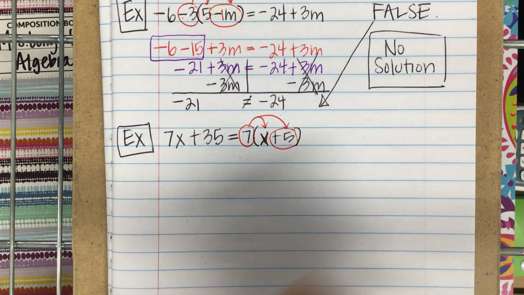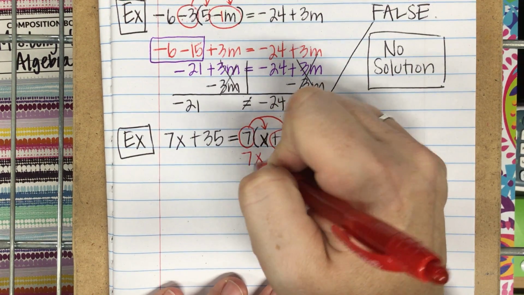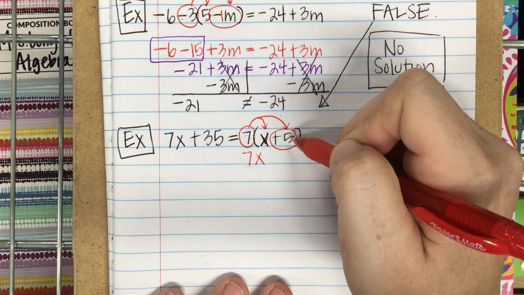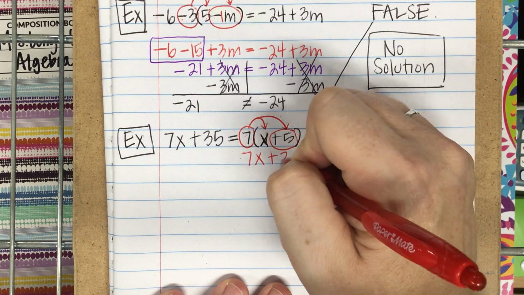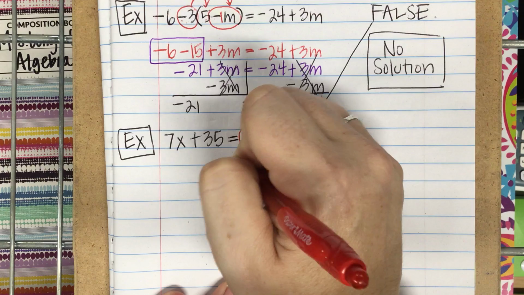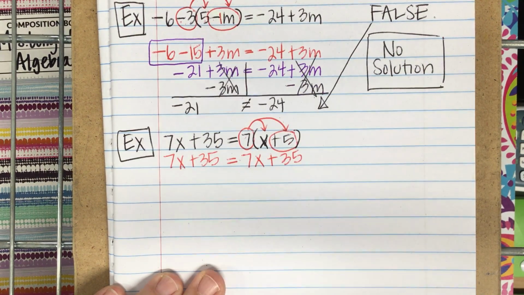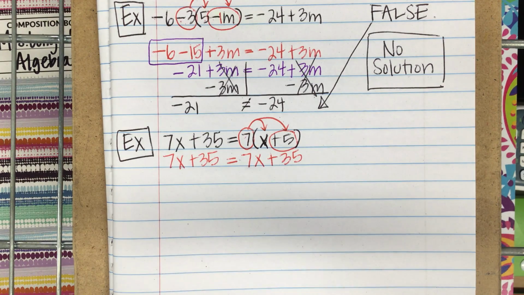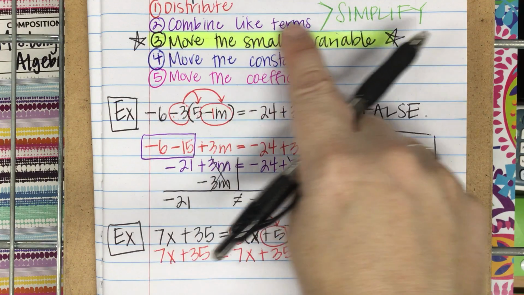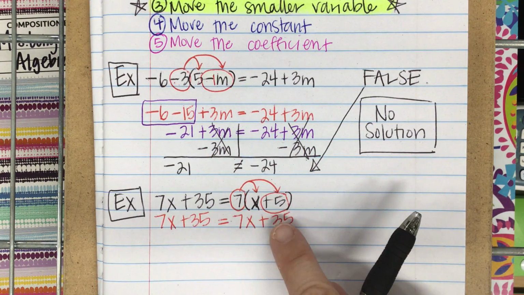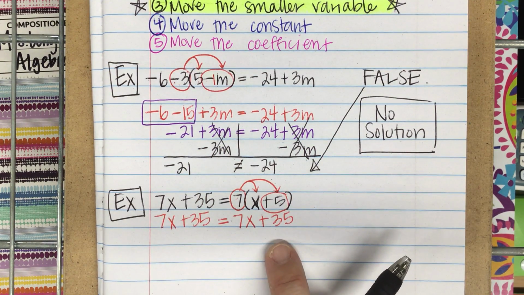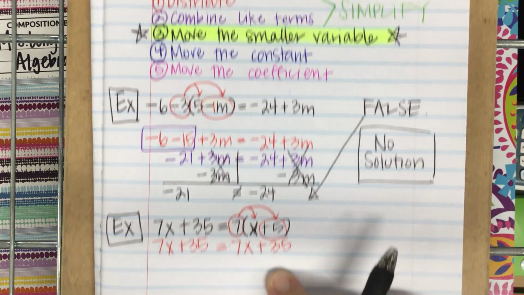7 times x is 7x. 7 times 5 is 35. Equals 7x plus 35. That just satisfied my OCD so hard. So then I ask myself, do I need to combine like terms? No, there's nothing alike at this moment.